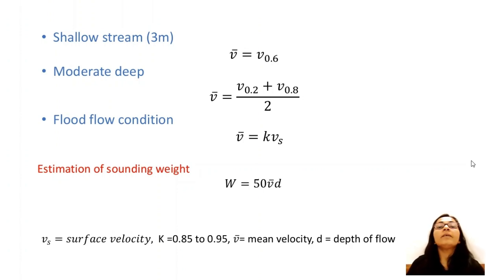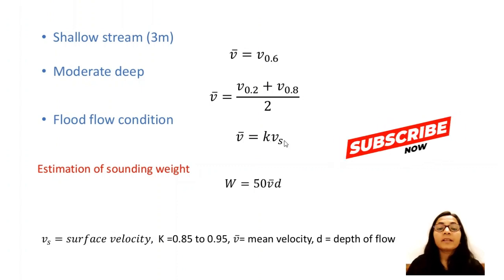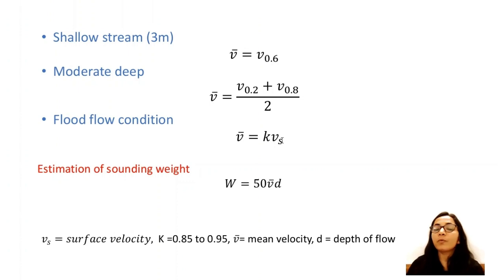Now how do we measure the velocity of flow in flooding condition, or flood flow condition? In flood flow condition we generally consider the depth within 0.5 times, or 50%, of the total depth. So if it's a 10 meter depth, then we will measure the velocity of flow up to 5 meters of the depth. The mean velocity will be measured by k into the velocity at the surface, and this k varies from 0.85 to 0.95, and by multiplying this we will get the flow velocity for the flood flow condition.